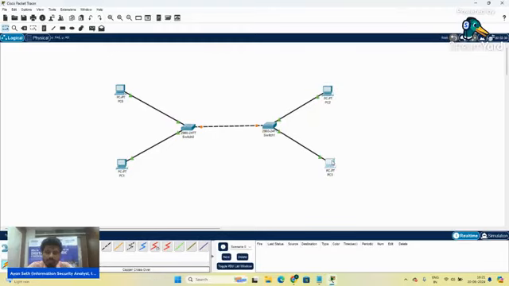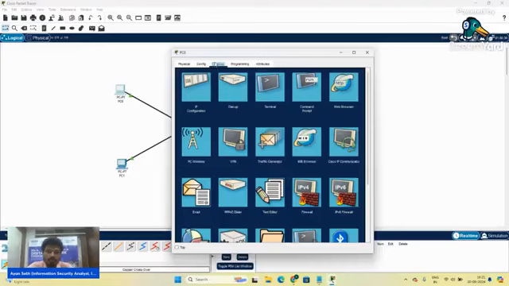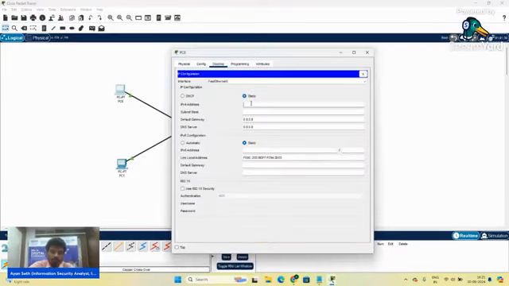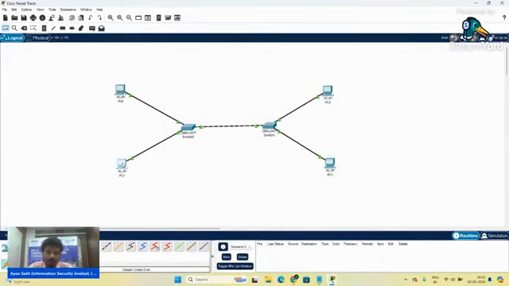Now let's assign the IP addresses in each of the PCs. Let's write 192.168.0.1 for PC1. We do not require any default gateway because we have not used any router, right? We will not provide it.